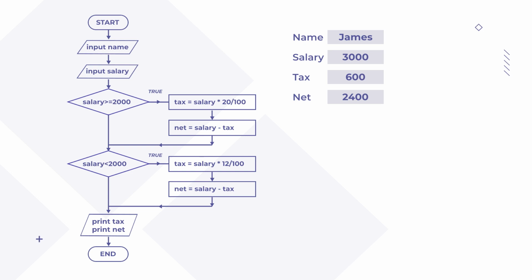It will go to the next line, and here it will print text. I'm asking it to print text. What is the value of text? The value of text is 600. So it will print 600. And then I'm asking it to print net. What is the value of net? 2400. So it will print 2400.